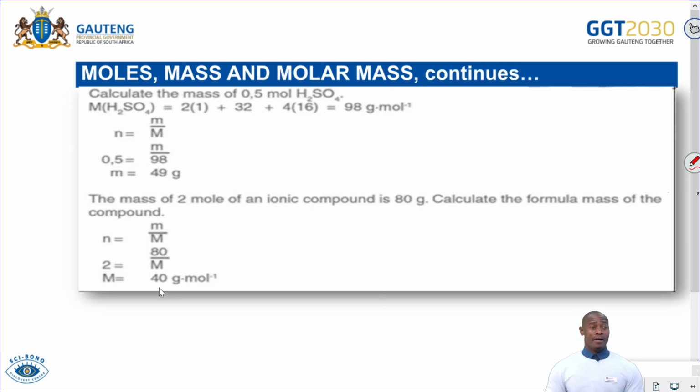All right. Calculate the mass of 0.5 mole of H2SO4. So H2SO4 is sulfuric acid. They want us to calculate the mass. We are given the number of moles. We are also given the molecular formula. So from that molecular formula, we can get the molar mass. How are we going to get the molar mass? We are given sulfuric acid, the chemical formula for which is H2SO4.